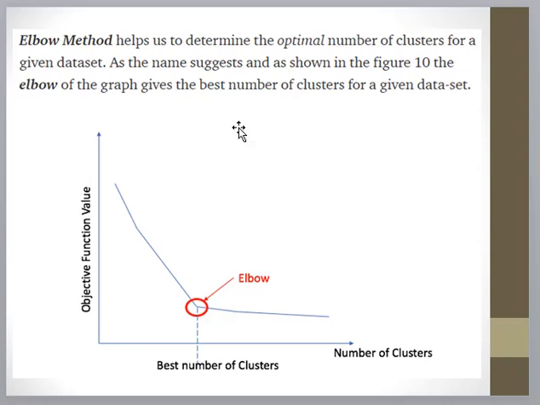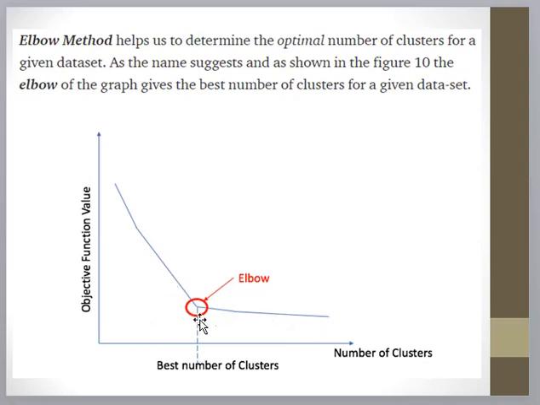And the elbow method helps us to determine the optimal number of clusters for a given data set, right? As the name suggests, and as shown in the figure, the elbow of the graph gives the best number of clusters for a given data set. So when we draw the number of clusters against an objective function, then we can see which is the sweet point. So we are looking for a sweet point here, after which my number of clusters are not changing drastically, right?